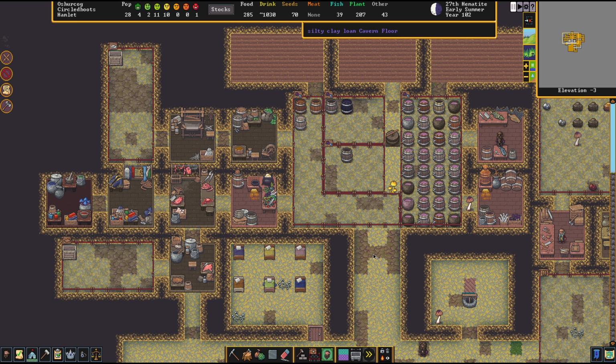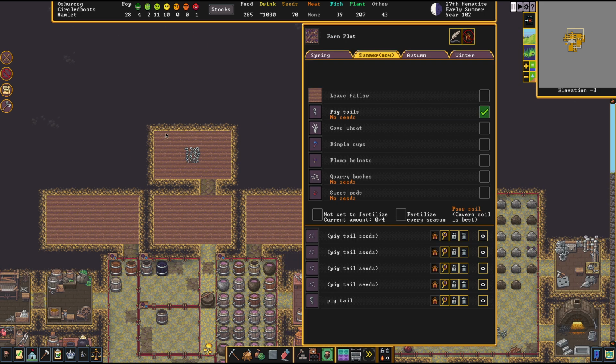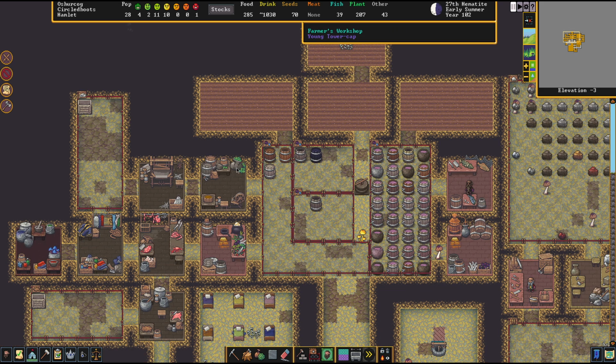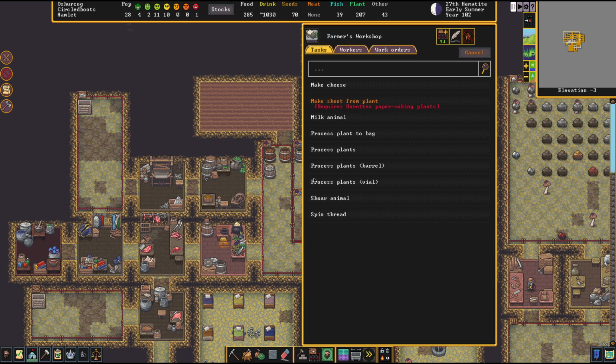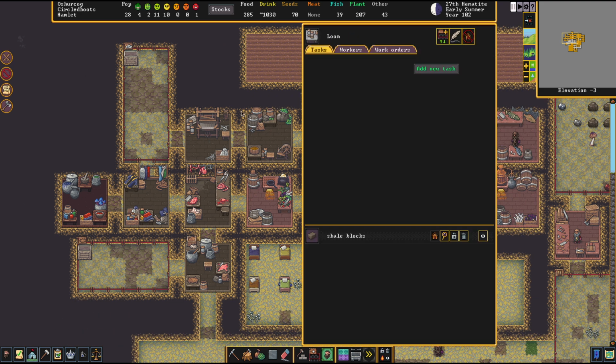So, how to get that stuff? The most obvious one would be pigtail farming. Every one of your settlements will start with pigtail seeds unless you have changed the starting rules, and you can plant that stuff during summer and autumn. Pigtail seeds will then be processed at the farmer's workshop via the process plants command into threads. These threads will then be processed into cloth at the loom.